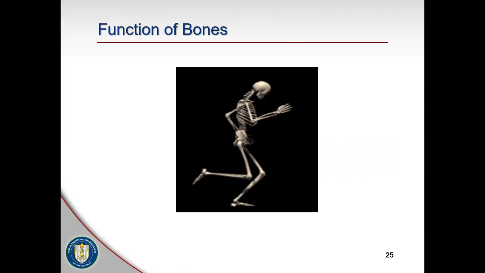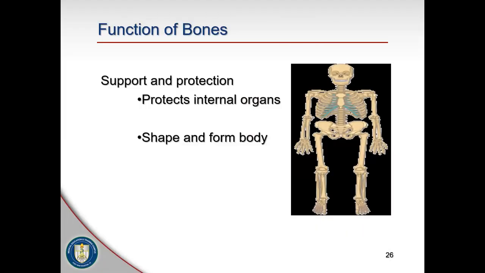All right, so let's continue. We have our wonderful functions of bone here, pretty much the functions of bone you should know about now. Normally to support and protect internal organs. One of the internal organs that it really does not protect is the spleen. That's one of the things that it does not protect. But it normally shapes and forms the body.